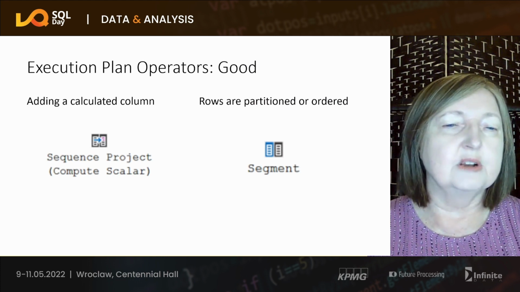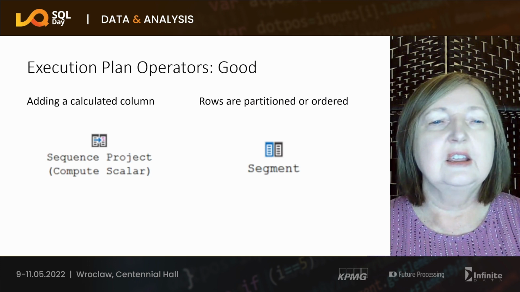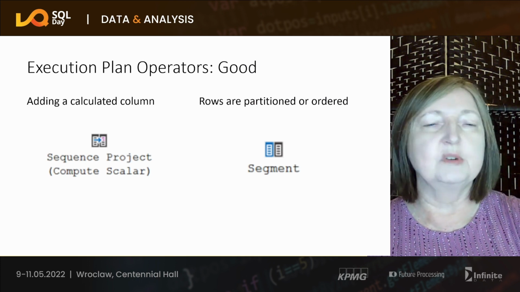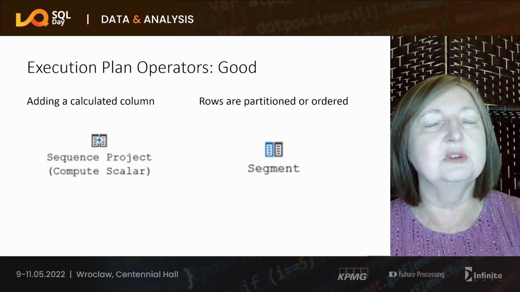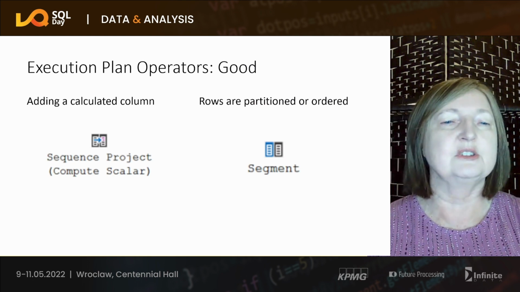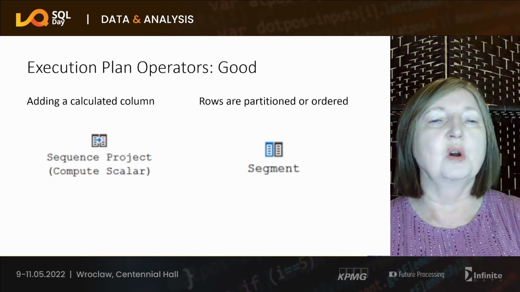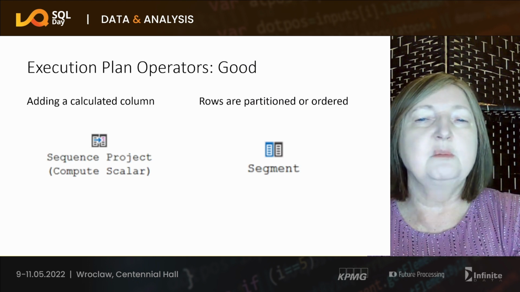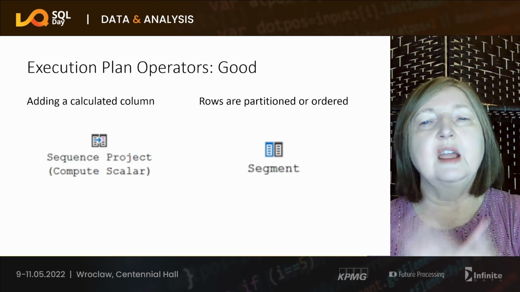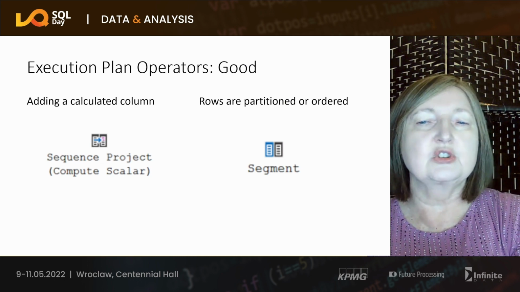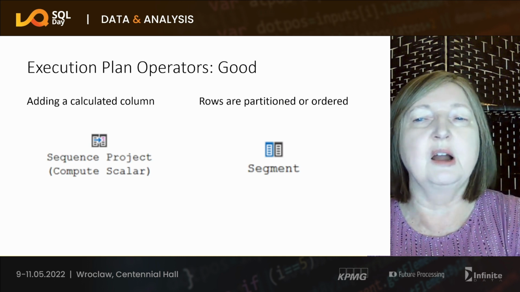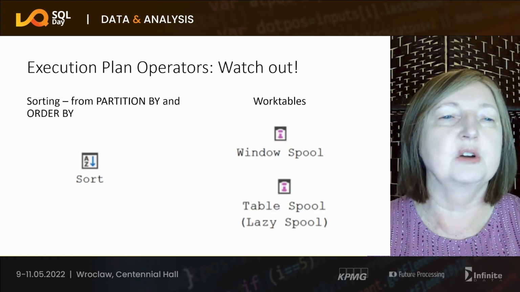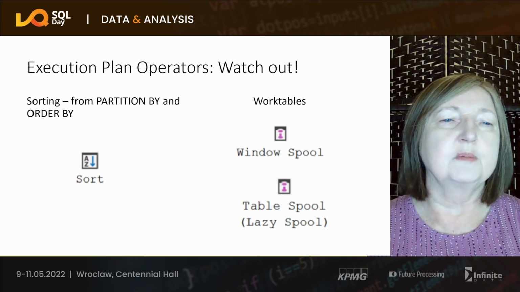These you'll see, one is called a sequence project, and that just means that the output was added to the results. It really is not a performance issue, but you'll see that when you're working with window functions. The other is the segment operator. You probably have noticed that with other aggregate functions as well. This will show up if you use partition by or order by. There's nothing really to worry about. That's just how this works.